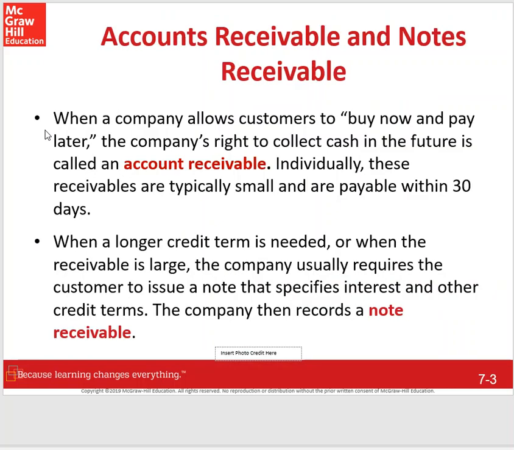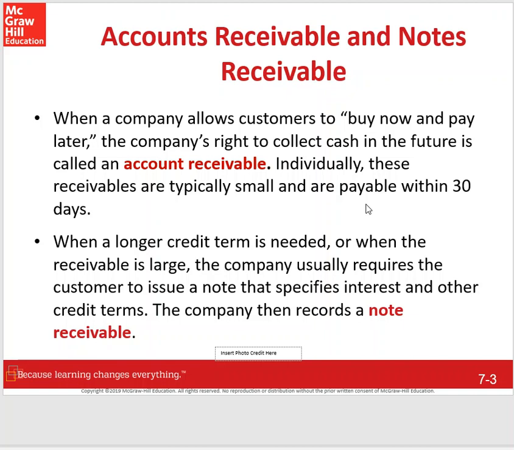So before we get further, we need to define some terms, understanding the difference between accounts receivable and notes receivable. When a company allows customers to buy now and pay later, we call that accounts receivable. And typically these receivables are small and payable within, say, roughly 20, 30, even 45 days. They are small receivables that come up in running the business, in the ordinary course of what that business does. How do we define small? Well, they're relative to what the company sells.